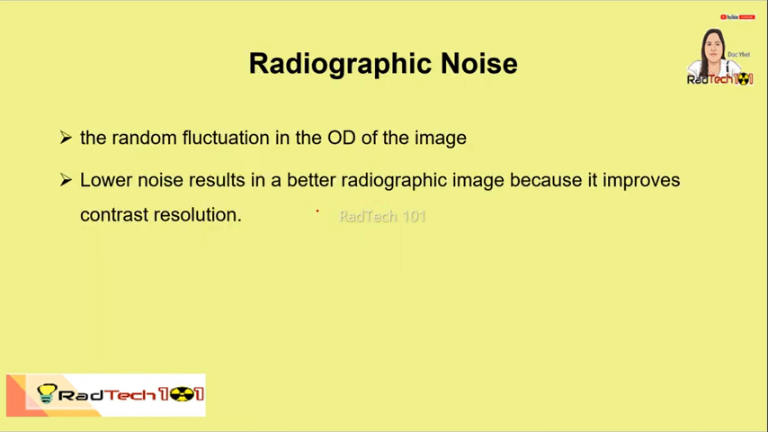Next, another term is radiographic noise. So, radiographic noise refers to the random fluctuation. When we say fluctuation, it refers to changes. Random fluctuation in the optical density of the image. Ibig sabihin, hindi uniform yung optical density. Lower noise results in a better radiographic image, therefore improving contrast resolution. So as much as possible, ina-avoid natin ang magkaroon ng noise. Although this cannot be 100% avoided, but it can be minimized.